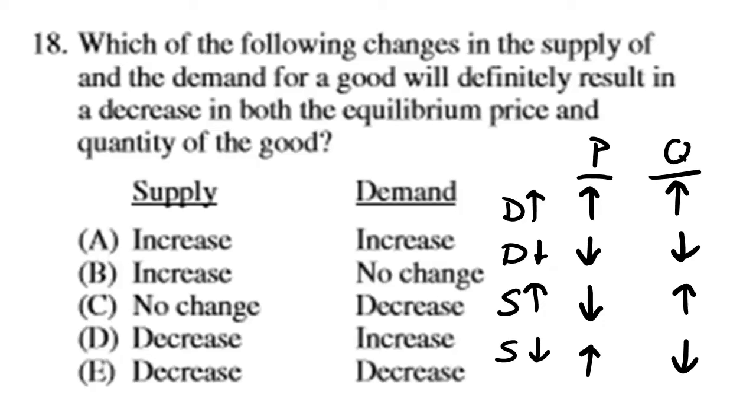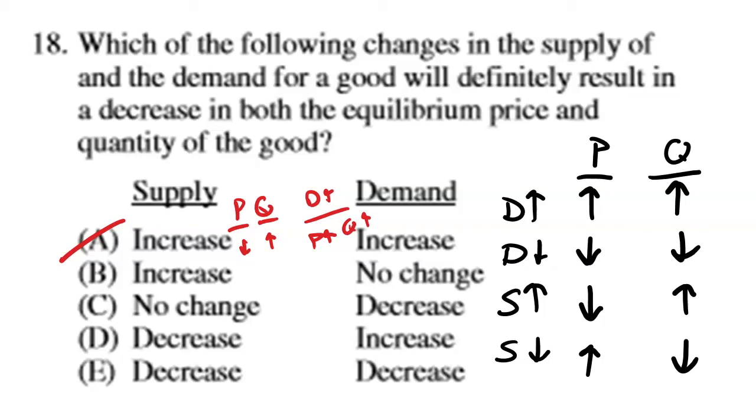So out of all of these, if there's a change in both supply and demand, what is going to cause a decrease in both the equilibrium price and quantity of the good here? Okay, so let's look at answer choice A. When supply increases, we know price is going to decrease and quantity is going to increase. But when demand increases, price increases and quantity increases here. And so is it going to result in a decrease in the price and quantity here? No, because our price is indeterminate, so A can't be the right answer.